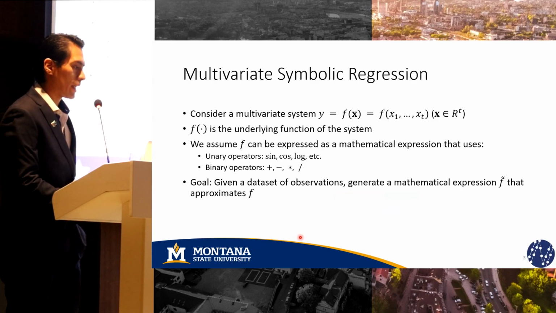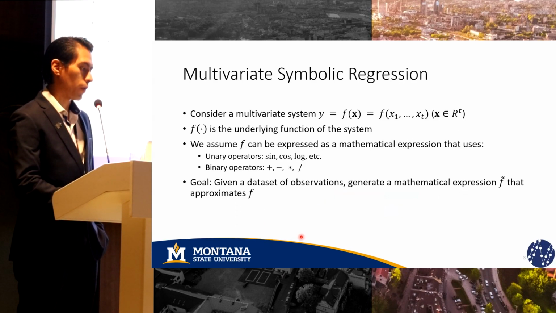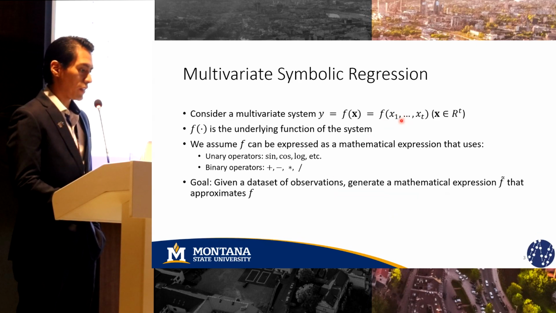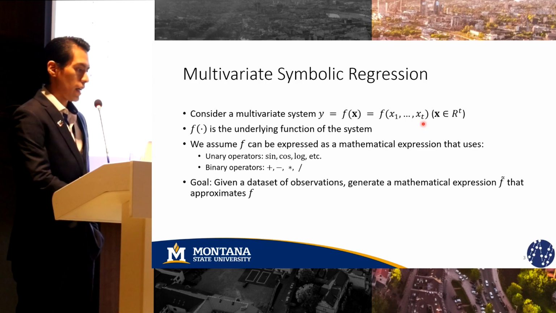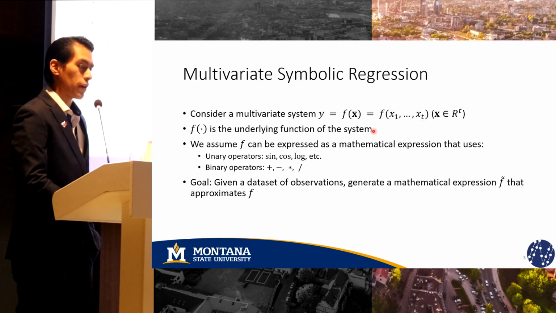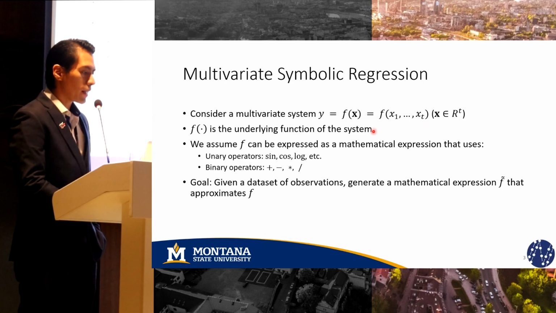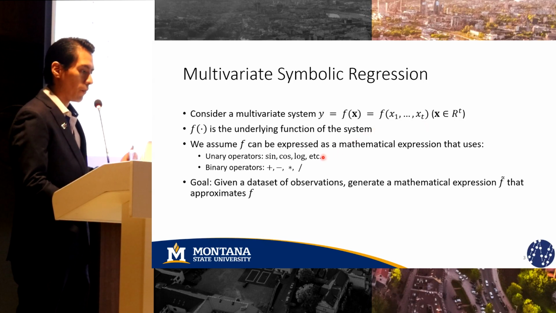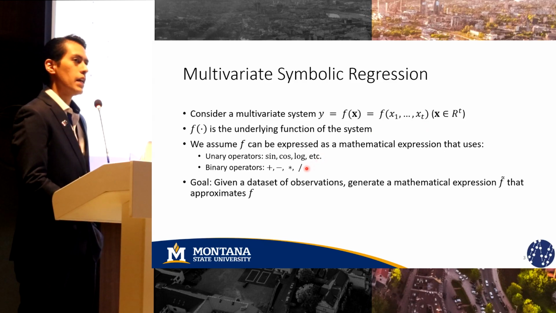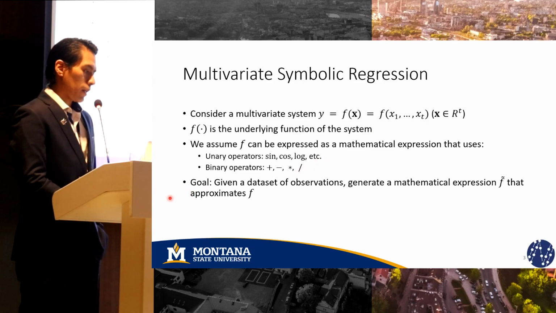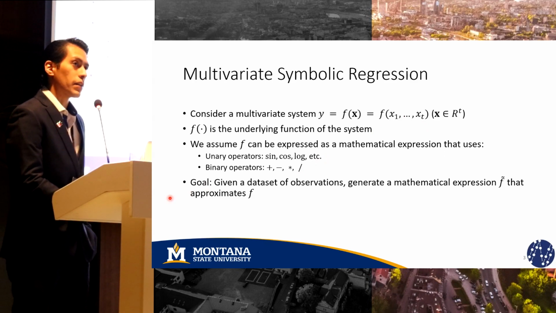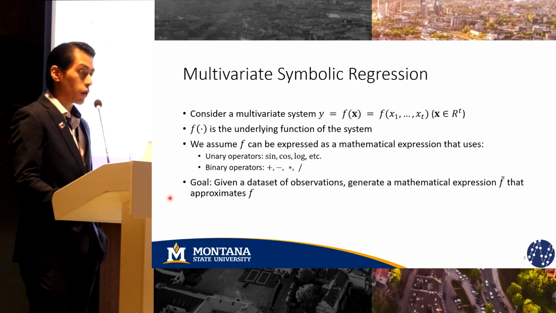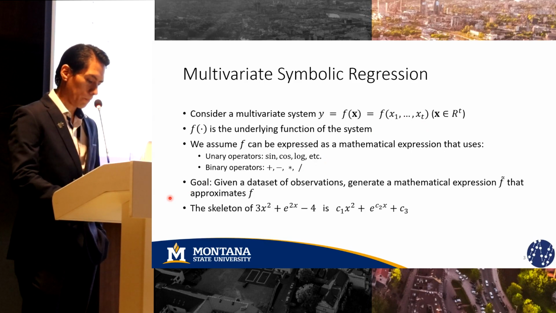So we're going to tackle the multivariate symbolic regression problem. In this case, we are going to consider that we have a system that is a function of t variables. F represents the underlying function of the system, and we can assume that this function can be expressed as a mathematical expression that uses unary operators and binary operators as well. The goal for this type of problems is that when we're given a data set of observations, we want to generate a mathematical expression f tilde that approximates the behavior of the underlying function.